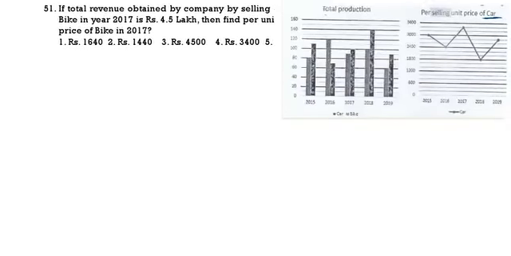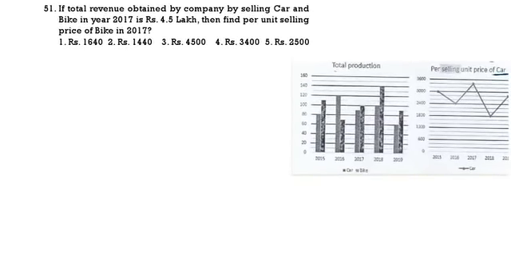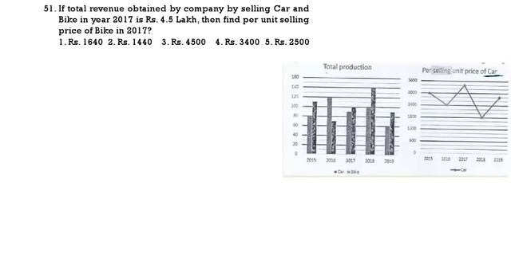See the first question. If the total revenue obtained by the company by selling car and bike in 2017 is 4.5 lakh, find the per unit selling price of bike in 2017. So bike in 2017 we don't know the price. Bike in 2017 we don't have the selling price, no?